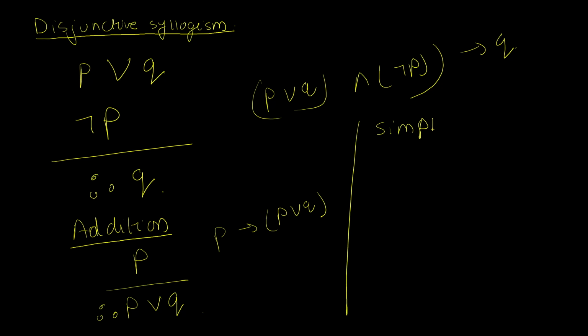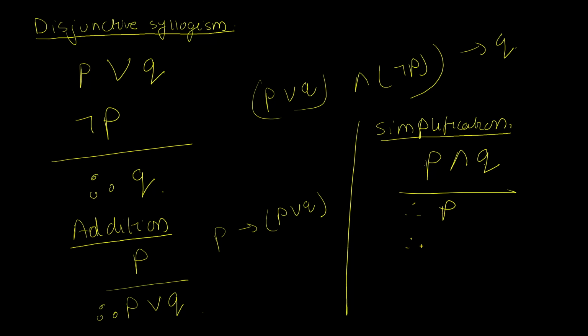Let's have a look at simplification. So simplification means simplifying from a conjunction. So let's say if I have P and Q, this means that both P and Q are individually true. So I can conclude P, I can also conclude Q. So we can just express this as P and Q implies, whatever you want, P or Q. You could choose either one.